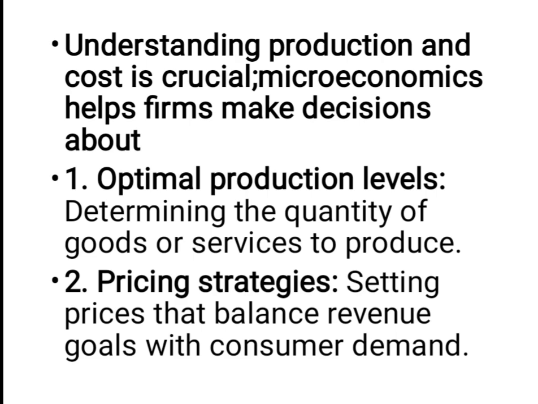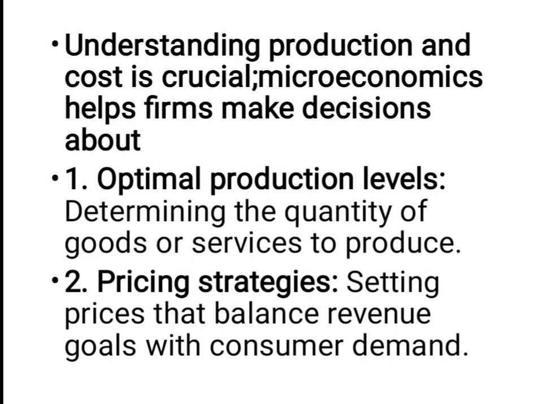Understanding production and cost is crucial in microeconomics because it helps firms make decisions. When you understand how production and cost work, you are able to determine optimal production levels, that is, determining the quality or quantity of goods or services. Then it also helps in pricing strategies, that is, setting prices that balance revenue goals and consumer demand.